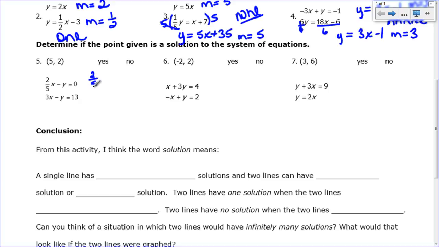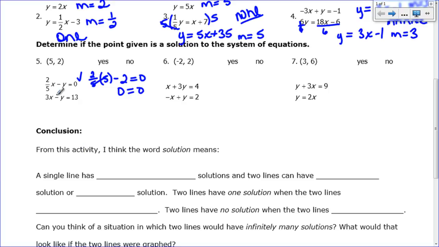So I have 2/5 times 5 minus 2, and it needs to equal 0. Well, when I do 2 fifths times 5, the 5's cancel. So I end up with 2 minus 2. So that 0 is equal to 0. So yes, it works for this one.